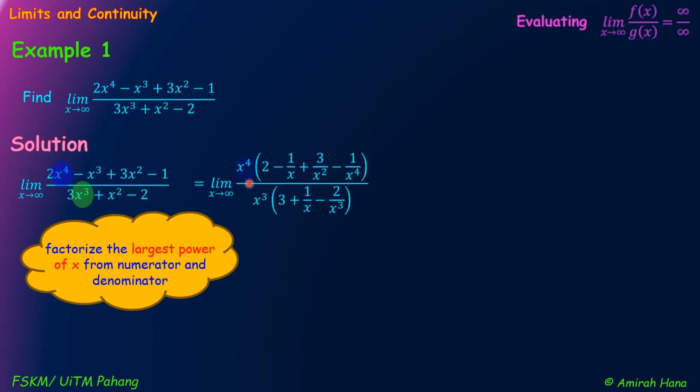We factorize x to the power of 4 in the numerator, so we get, in brackets, 1 minus 1 over x plus 3 over x squared minus 1 over x to the power of 4, so that when we expand, we get back the original function. In the denominator, we factorize x cubed, which is the largest power of x in the denominator. Then we multiply by 3 plus 1 over x minus 2 over x cubed, so that when we expand, we get back the original function in the denominator.